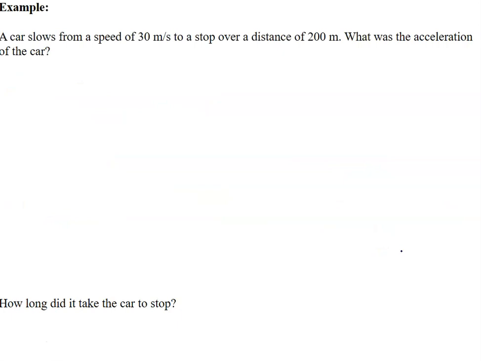Now let's look at an example. We have a car that slows, so that's an important term. It's slowing down. So that tells us something about how to draw our motion map. And it slows down from a speed of 30 meters per second, so that's my initial velocity, to a stop. A stop means I have a final velocity that's equal to 0. And that's going to be over a distance of 200 meters. That's my displacement. And what I want to know is, what is the acceleration of the car? So let's start with that motion map.